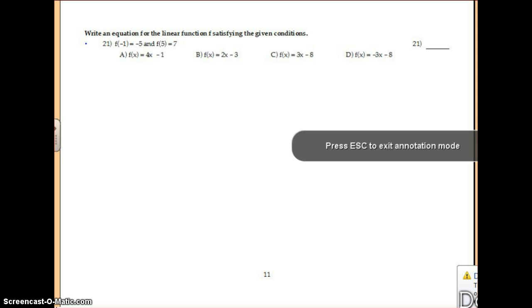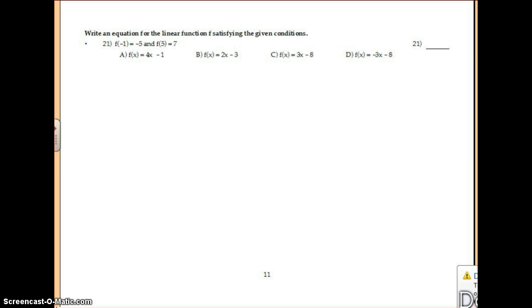Number 21 is asking us to write an equation for the linear function of f that satisfies the given conditions. All that's giving us is two ordered pairs here. We have f of negative 1 equals negative 5, which is really the ordered pair negative 1, negative 5. And f of 5 equals 7 is the ordered pair 5, 7. And we're going to take that to write a linear equation, y equals mx plus b.